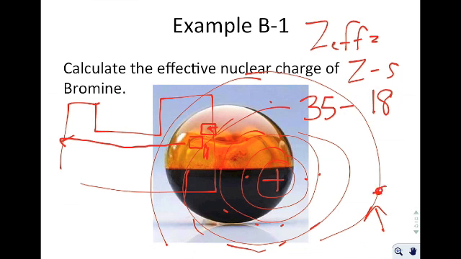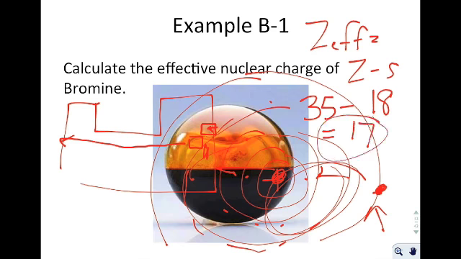What's the effective nuclear charge? Although I have an electron right here and it's attracted to this nucleus, all these other electrons are in the way. Those electrons could repel or be on the other side and repel, so it's taking the average of that. So the effective nuclear charge for bromine in this case would be 17.